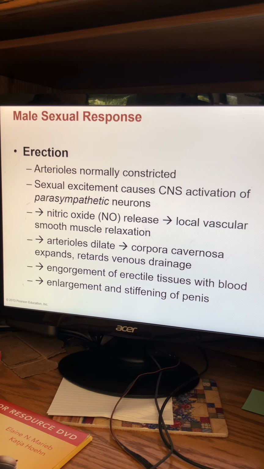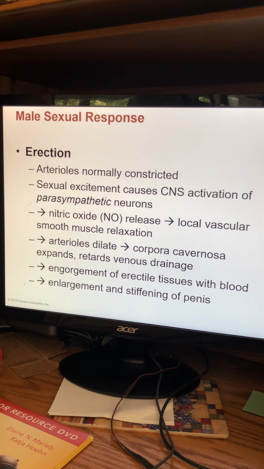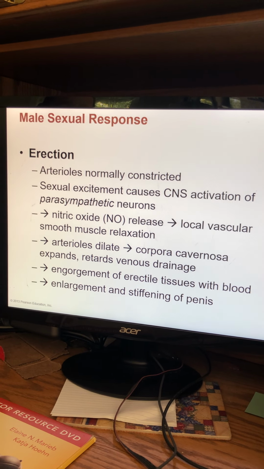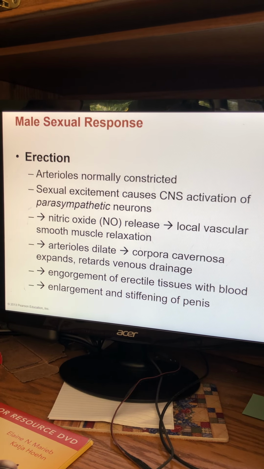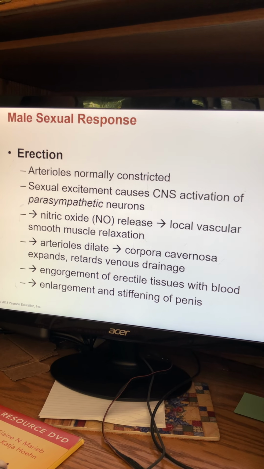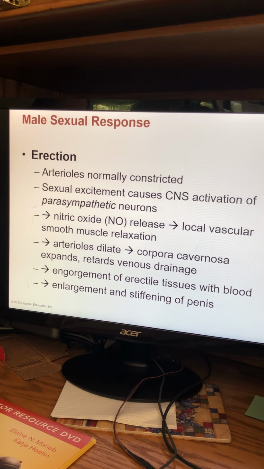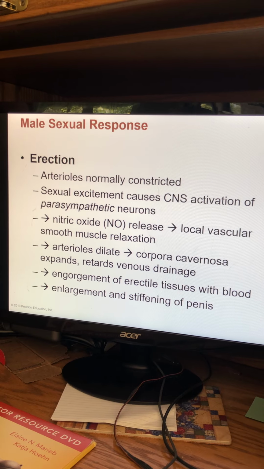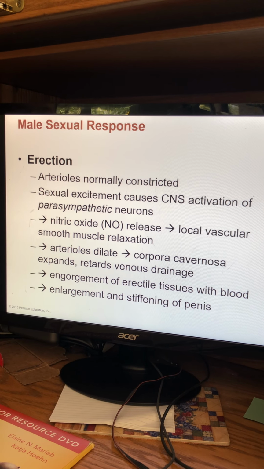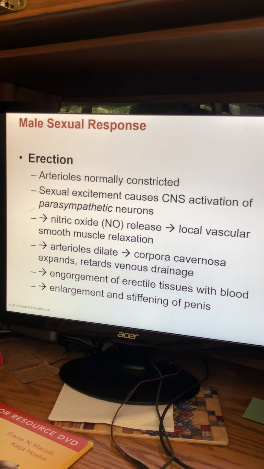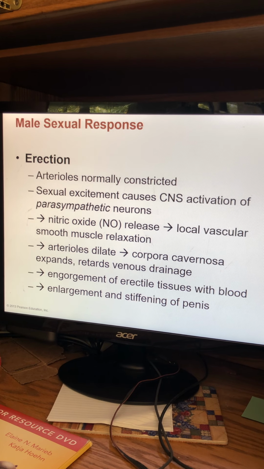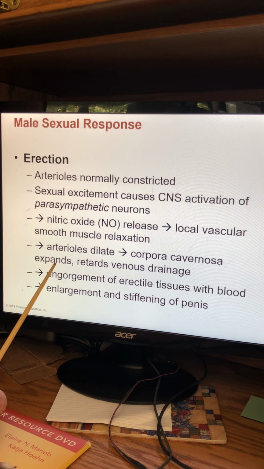An erection, by definition, is a sexual excitement that causes the central nervous system's activation of the parasympathetic neurons. When that happens, there's a release of nitric oxide. The local vascular smooth muscles will relax. The arterioles will dilate. The corpus cavernosa will expand.